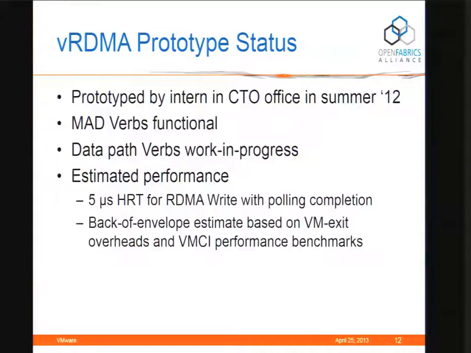And we estimate, just based on back-of-the-envelope calculations based on what we know of how many VM exits you have to take, how many layers of translation we have to go through, where we have to pay the cost for interrupts, what we know about how much delivering interrupts costs, what we know about how much a VM exit costs, our back-of-the-envelope calculation is about 5 microseconds half round trip latencies delivered for RDMA send verbs with polling completions.